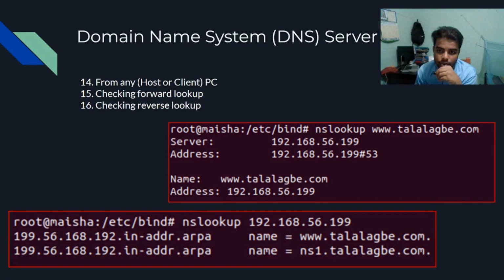The command nslookup 192.168.56.199 performs a reverse lookup, translating the IP address 192.168.56.199 to its corresponding domain name.